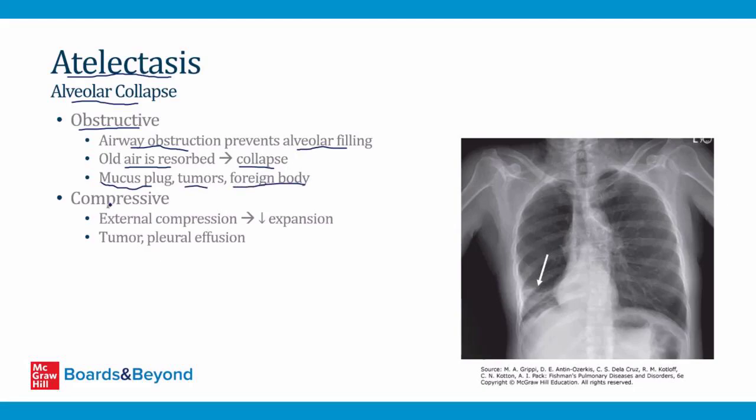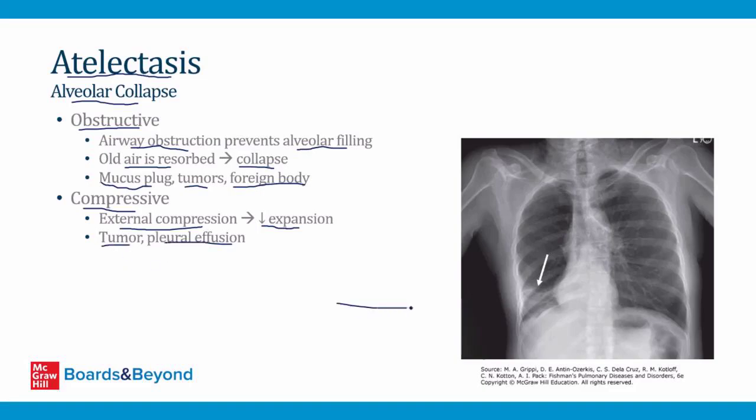Another reason atelectasis can occur is from compression. So if there's some external factor compressing the lungs, this can block the lung from expanding and lead to atelectasis in a section of lung tissue. So you can see this when patients have tumors outside the lungs. You can also see this in pleural effusions.